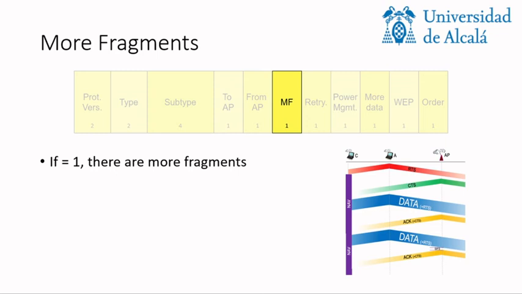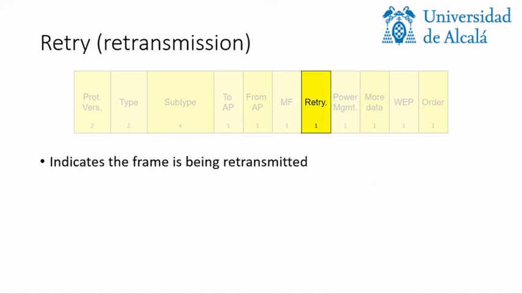Another field is the more fragment field. This is similar to, for example, the one of IP. If it's set to 1, there are more fragments to send. As you know, we can send several fragments to avoid collisions if we reduce the amount of data to be sent at once. Another field is the retry, retransmission field, which indicates if the frame is being retransmitted because it had a collision before.